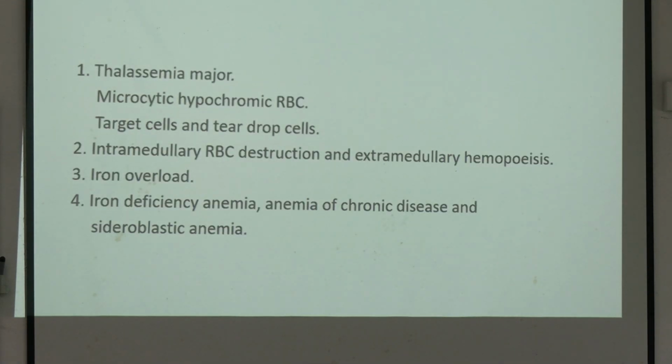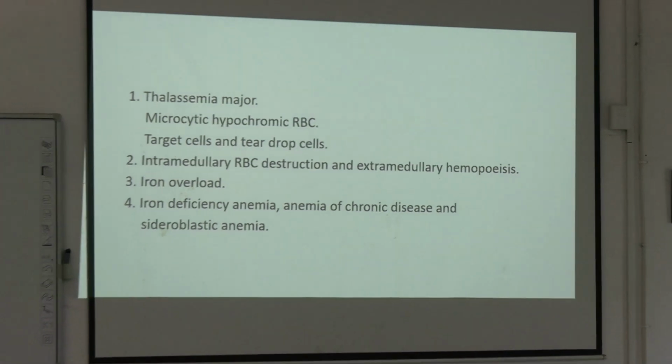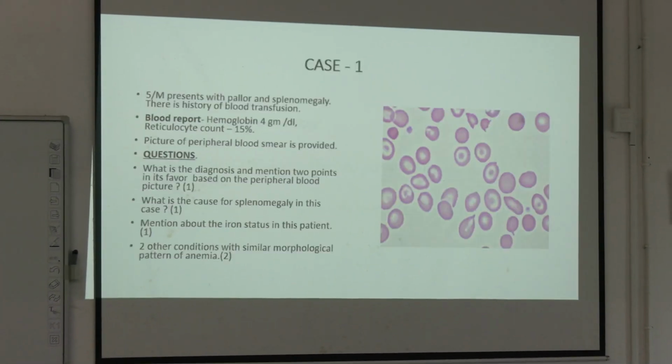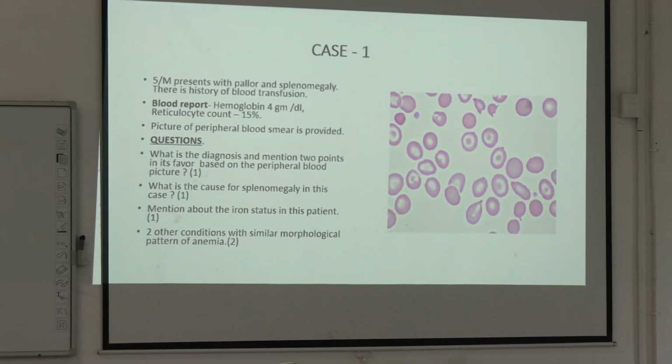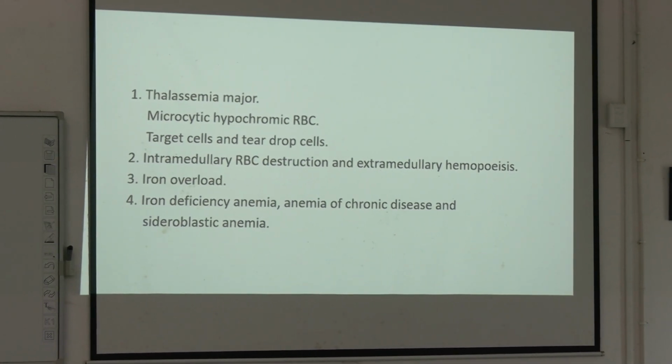Thalassemia major. Don't say just thalassemia. Thalassemia major, because there is history of blood transfusion. Mention two points in favor of your diagnosis. One is microcytic hypochromic RBC, teardrop cells and target cells. Okay.